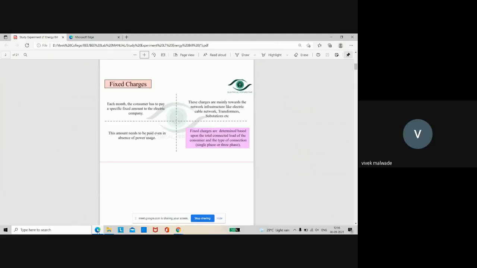This is according to the connected load. Okay, these are fixed. Therefore, they are called fixed charges.